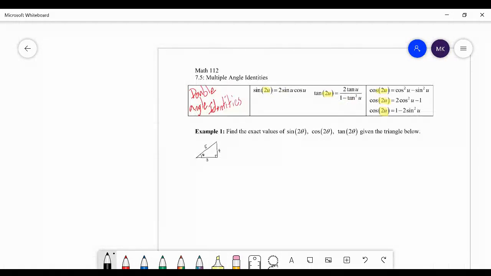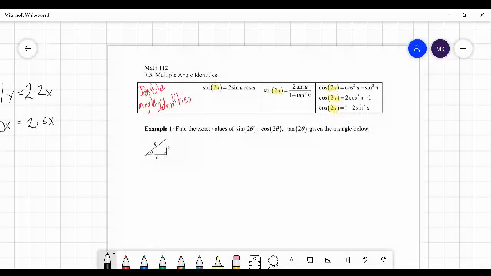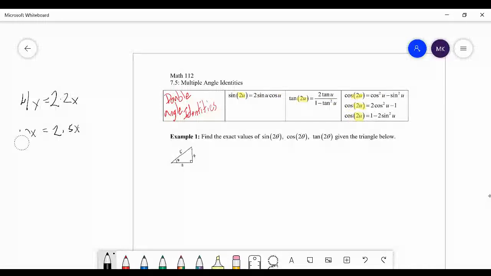Quick note, if something's being quadrupled, say like 4x, we can always think of that as something being doubled, right? If something, say, 10x, right, we can manipulate things so that a double angle identity can be applied. And so that is something that we want to keep in mind.